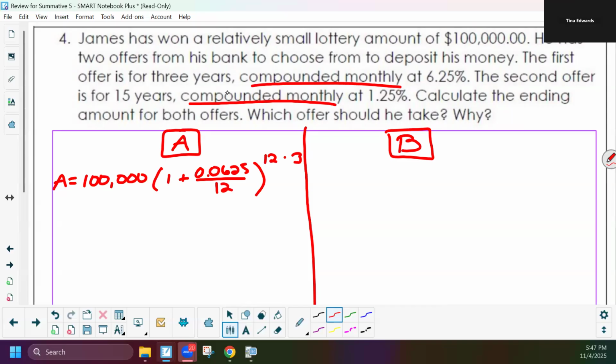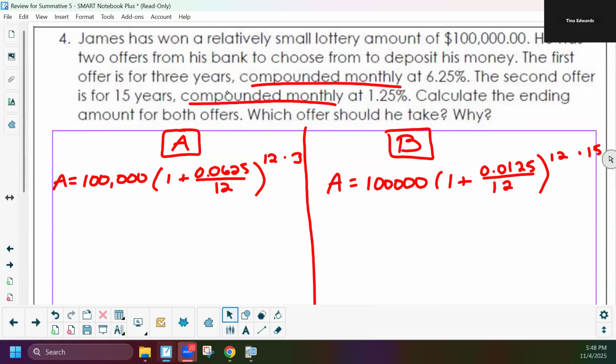My second equation, okay, I'm also starting with 100,000. And it's growing at a rate of 1.25%, which is 0.0125. It's also compounded monthly, so I'm going to put 12 in the exponent and the denominator. But this one is going to be in there for 15 years, so we're multiplying it by 15. Go ahead and pause your video and see if you guys can calculate both of them and see which offer he should take, Bank A or Bank B.